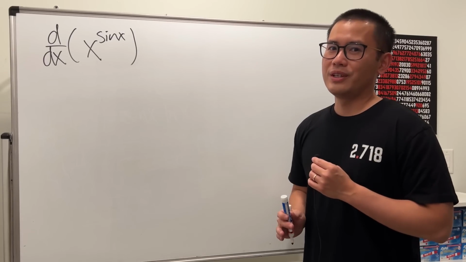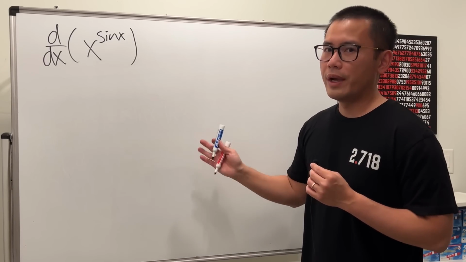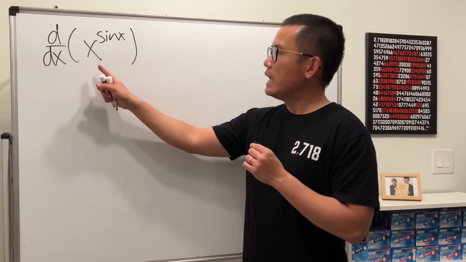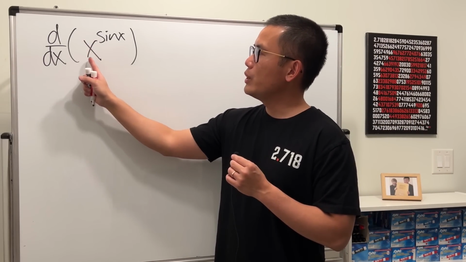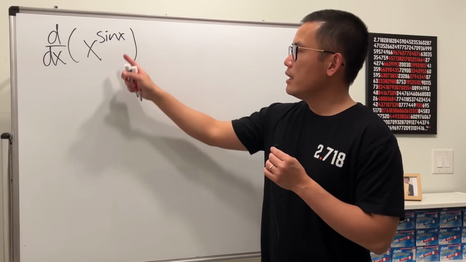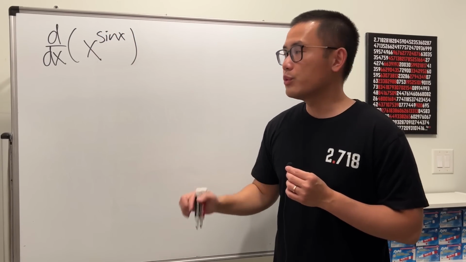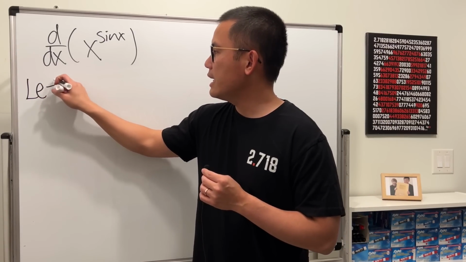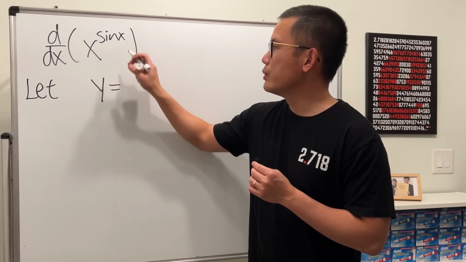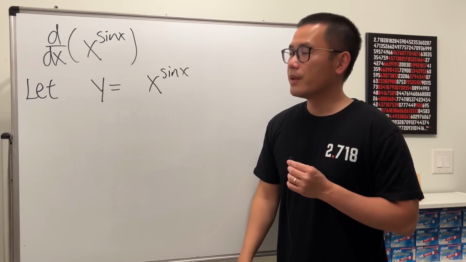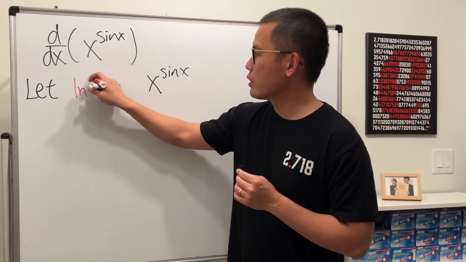Don't worry, I'll help you understand this and I'll show you guys two ways to take the derivative of this function. First thing, whenever we have a function for the base, here we have x, which is a function, and if the exponent here is also a function, here we have sin x, then we can do the following. Starting by let y equal to this thing, so x raised to the sin x power. And then we are going to take the natural log to both sides.